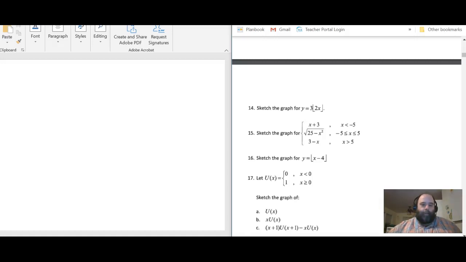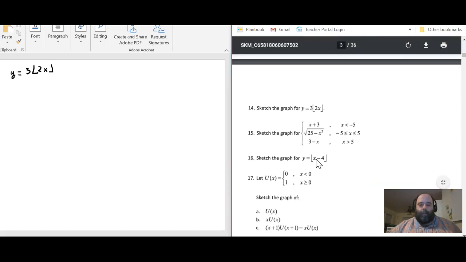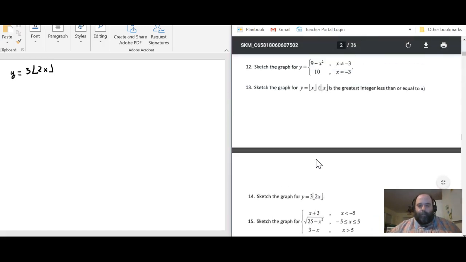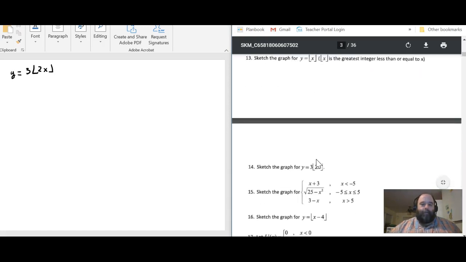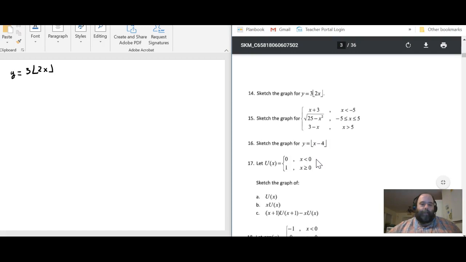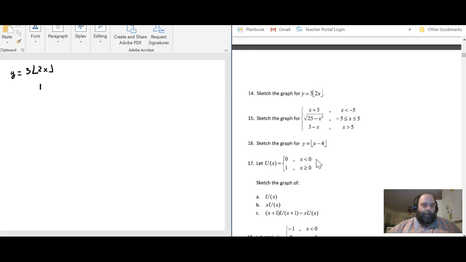Okay, so let's look at problem 14. This is asking us to sketch the graph of y equals 3 times floor of 2x, right? Something that I would advise doing, if you haven't, is to go back and look at the video for 13, because that explains how to graph the floor of x. And I'm going to do this in like 3 acts.